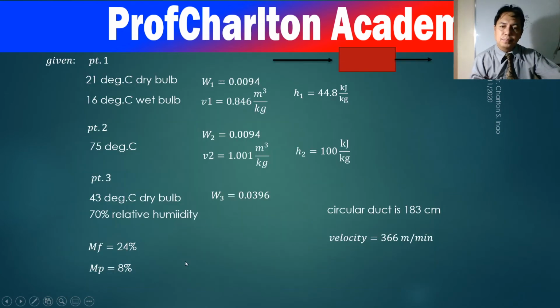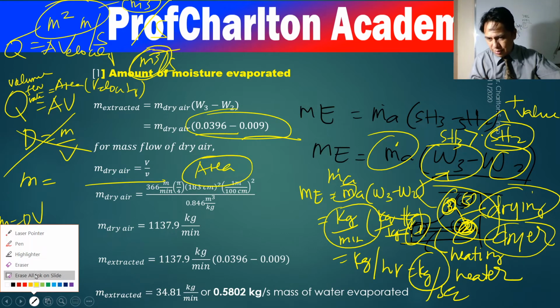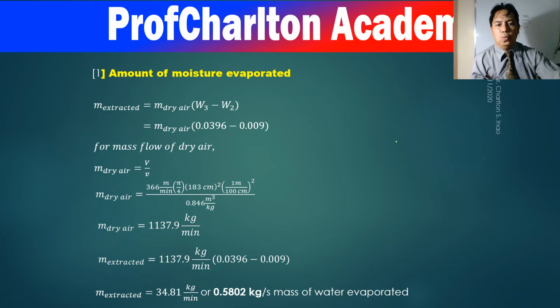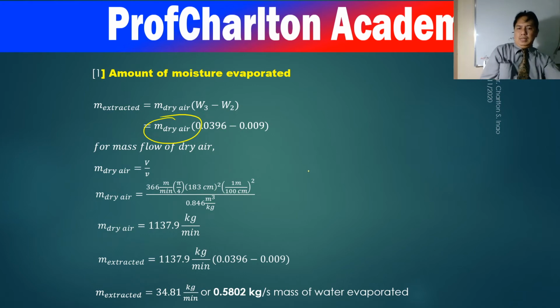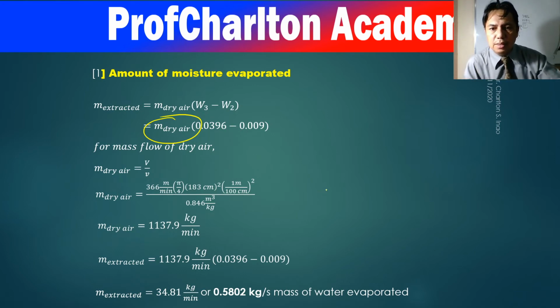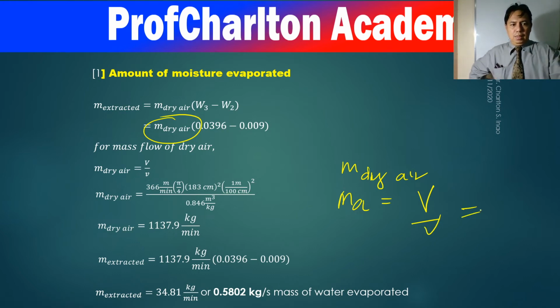Okay, so let us go back to the calculation. Let me clear this out so that it's not messy in our eyesight. We are trying to find the mass of dry air, and how is the volume flow rate related to that? So here is this, right? Mass is this, the mass of the dry air, or let us say M sub A, is V over v. What is this v? This v here is the specific volume.